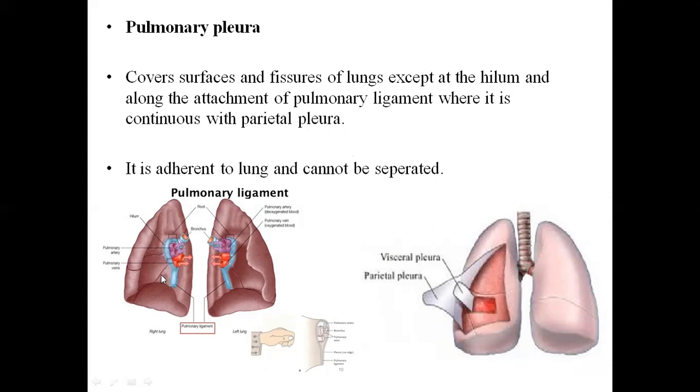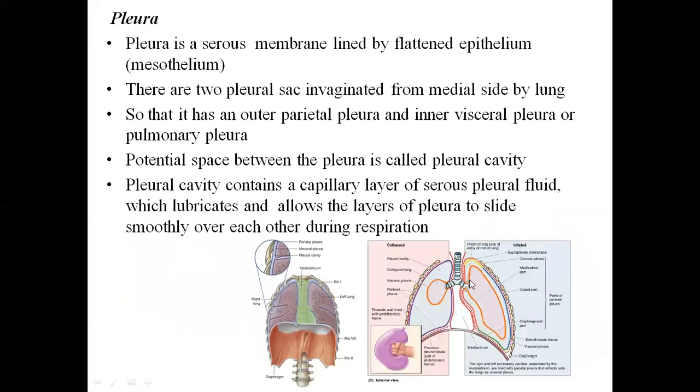So the pulmonary pleura is very close to that and it is covering the fissures, excepting at the hilum, this area. Hilum is the gateway where the structures enter and leave the lung. So when it reaches the hilum, it is going to form a pulmonary ligament. After forming the pulmonary ligament, you can see that it is going to continue with the parietal pleura. So the parietal pleura and the visceral pleura become continuous with each other at the root of the lung. As we have discussed here, the parietal pleura becomes the pulmonary pleura, or the pulmonary pleura becomes the parietal pleura at the root of the lung.